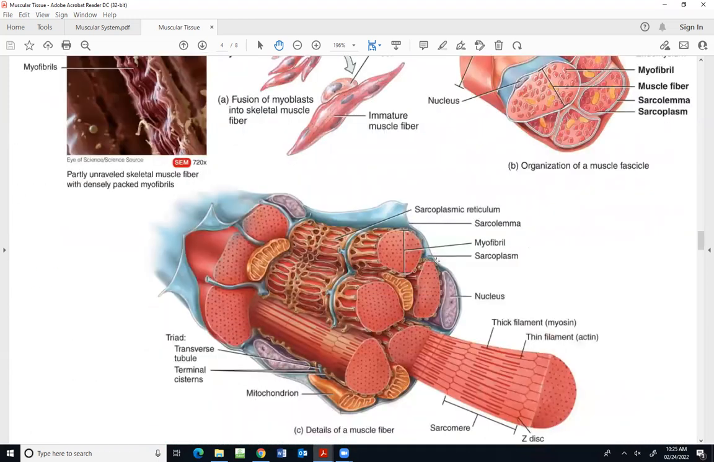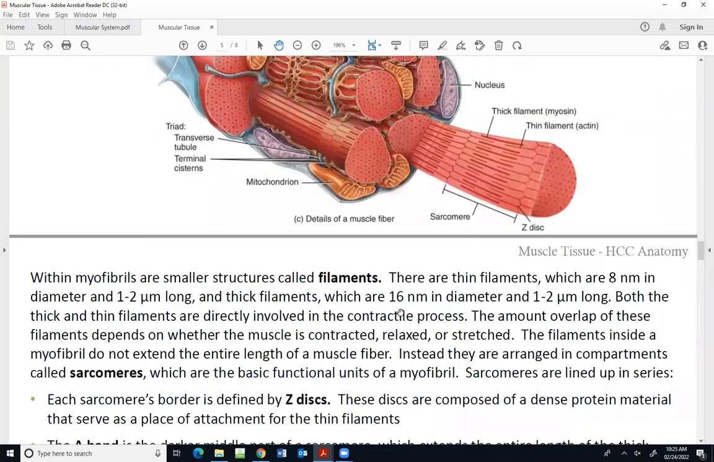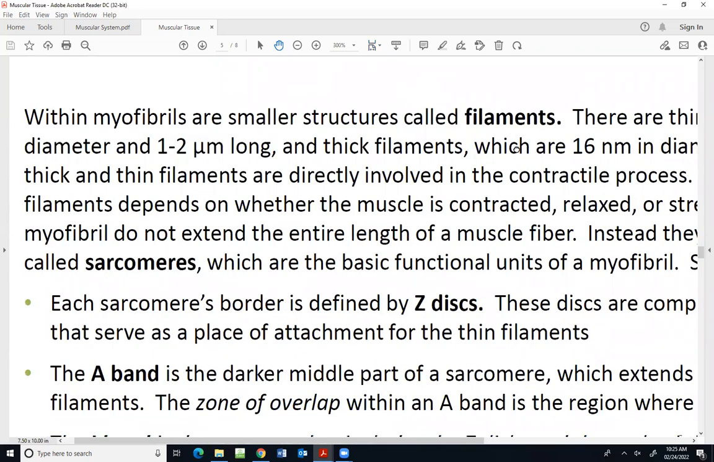If I can go back down to this image that I told you at the end of class the other day I wanted you to know, you can see inside of myofibrils there are smaller structural parts that I'm going to talk about now, what we call filaments and sarcomeres.